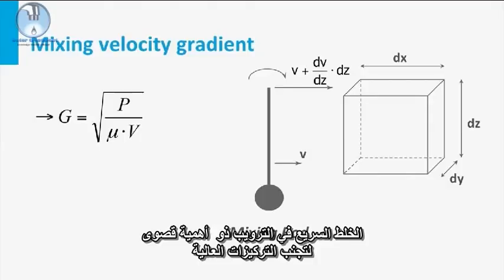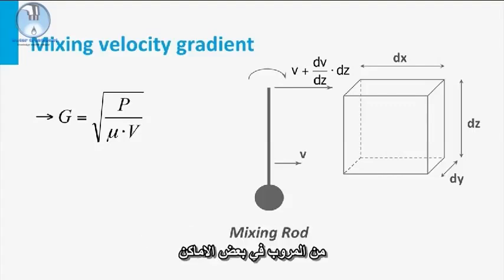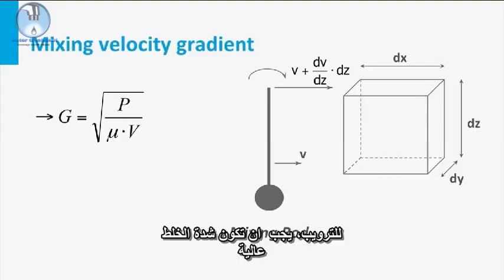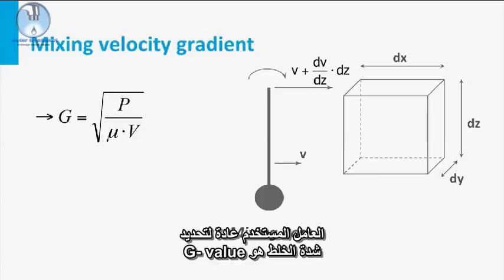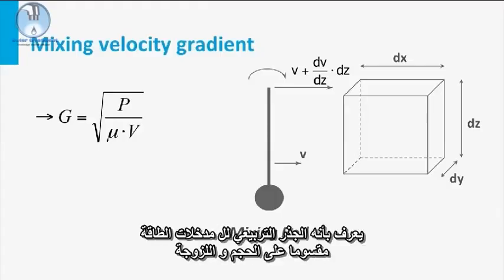Rapid mixing of the coagulant is of utmost importance to avoid locally high concentrations of coagulant. For coagulation, the mixing intensity must thus be high. A commonly used parameter for determining the mixing intensity is the G value, defined as the square root of the power input divided by the volume and the viscosity.